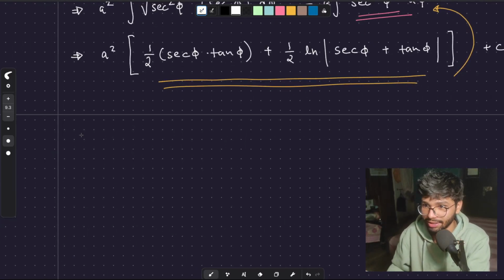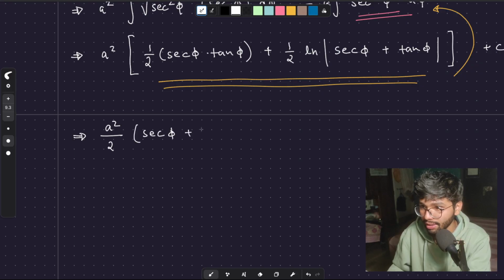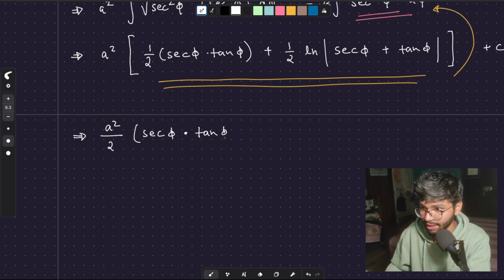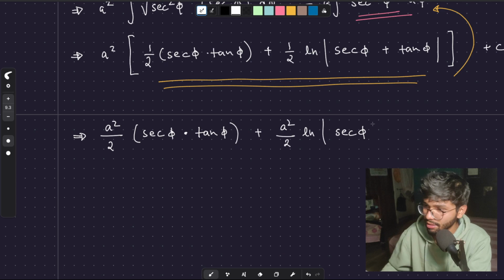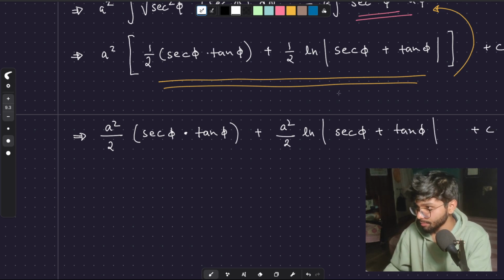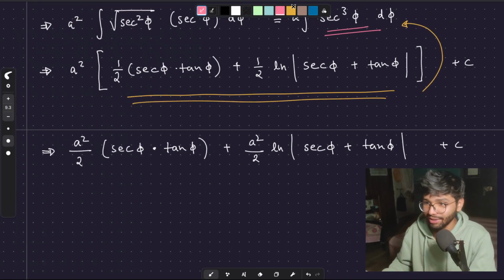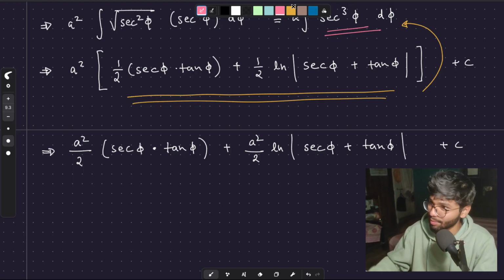Okay, great. So we can just plug and chug, distributing a squared over here. So a squared times the secant squared, not plus, but multiply, tangent phi, plus a squared over 2 natural log of secant phi plus tangent of phi, plus c. Now, we're not done yet because we're still in phi mode. We don't want to be in phi mode. We want to be in x mode, right?